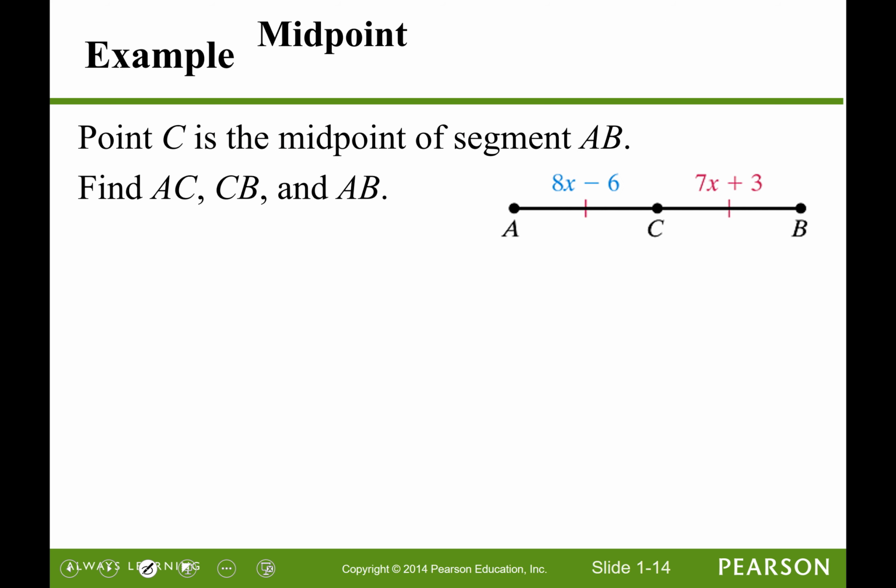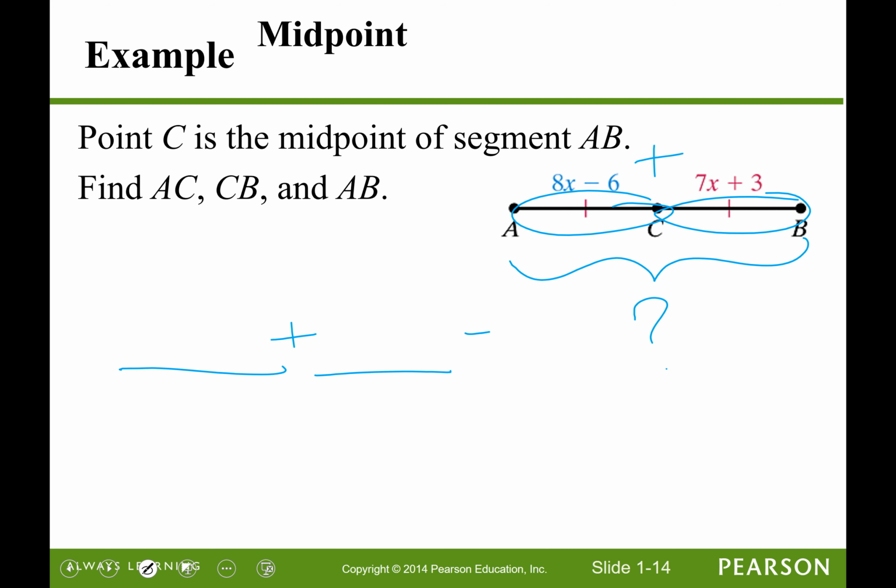All right, let's try an example about midpoints. Point C is the midpoint of segment AB. Find AC, CB, and AB. All right, so it's similar to the last one, except the last one told us the whole length to be some value. So we were able to go this segment plus this one equals the whole thing. But that is not the case here. They didn't tell us the entire length, so we can't use the segment addition postulate of this plus that equals the total length. So we have to come up with something different.